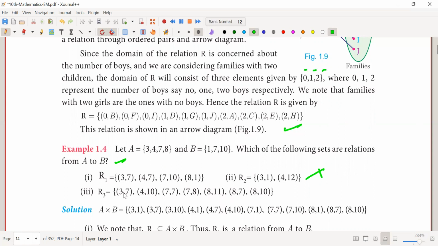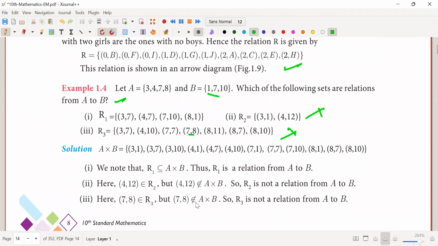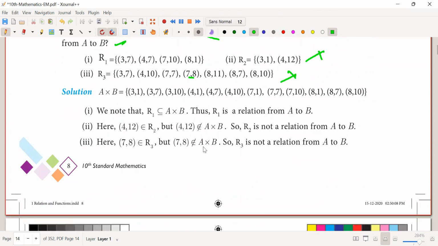Then 3 to 7, 4 to 10, 7 to 7, yeah, 7 to 7, 7 to 8. 8 is not here. 11 is also not here. But here itself we found that this is not a subset of A cross B. So automatically we are crossing both of these out, right?